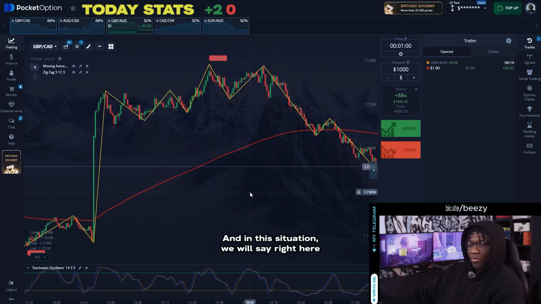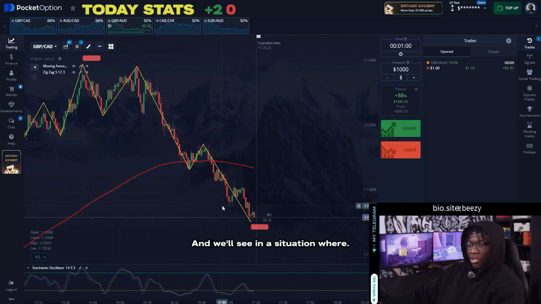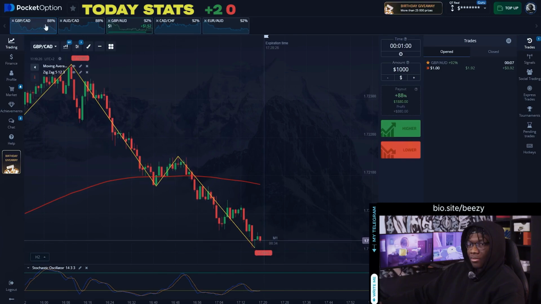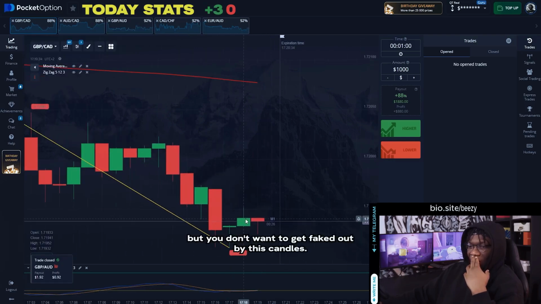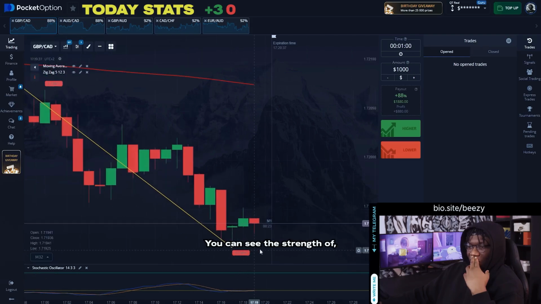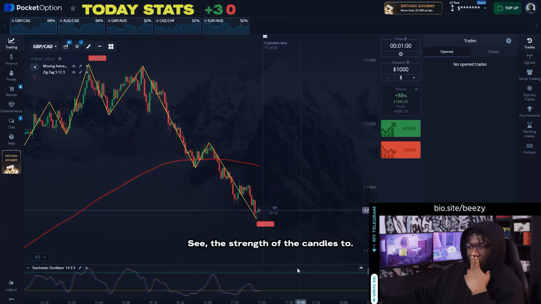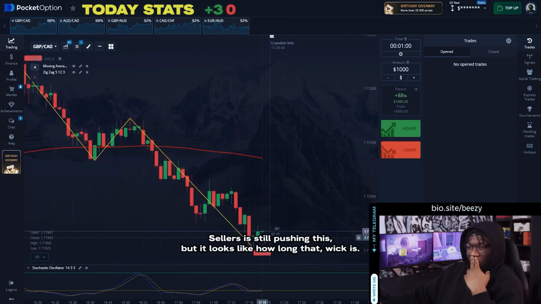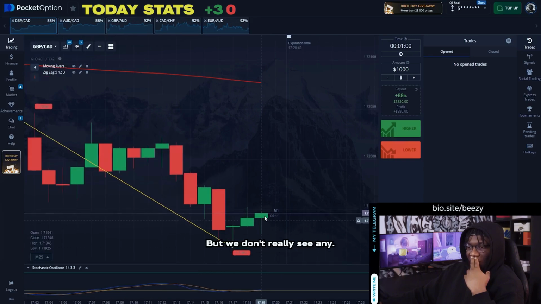And in this situation, we will say right here might be what we call support. And we're seeing a situation where we might also decide to go into a call. We can see a couple of candles here, but you don't want to get faked out by these candles. You can see the strength of the candles. The sellers are still pushing despite how long that wick is, but we don't really see any.